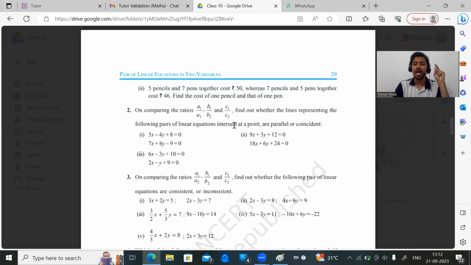Then the second case: a1 by a2 is equal to b1 by b2, but that is not equal to c1 by c2. In that case, the lines are parallel. They are inconsistent, with no solutions. Now, the third case: a1 by a2 is equal to b1 by b2 equal to c1 by c2. In that case, the lines are coincident, with infinitely many solutions. So you have to check each of these equations.